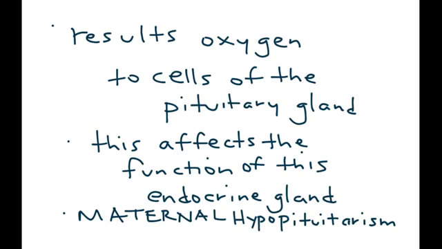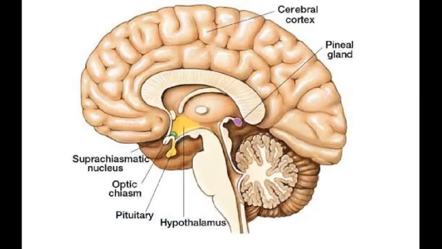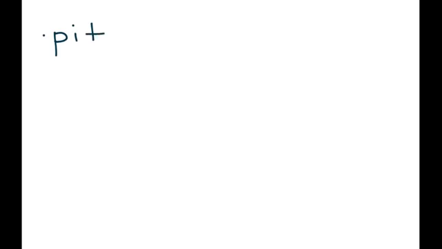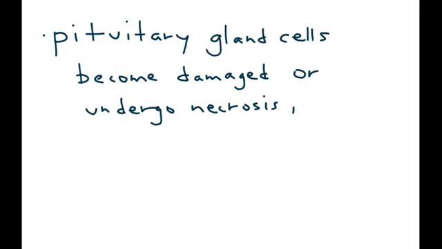And let's take a look at the pituitary gland. Where is it? So here's a very nice image of the brain, and the pituitary gland is right here. You can see the arrow pointing to that lobe, and right above the pituitary gland is a very important endocrine gland known as the hypothalamus. The pituitary gland cells become damaged, or they can also undergo necrosis, and this reduces the pituitary gland function.